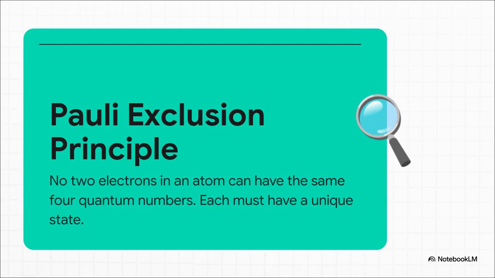And now for the master rule that brings order to the chaos. Wolfgang Pauli figured this one out, and it's beautifully simple. The Pauli exclusion principle says that no 2 electrons in the same atom can have the exact same 4-part address. Every single electron needs its own unique quantum state, no exceptions.